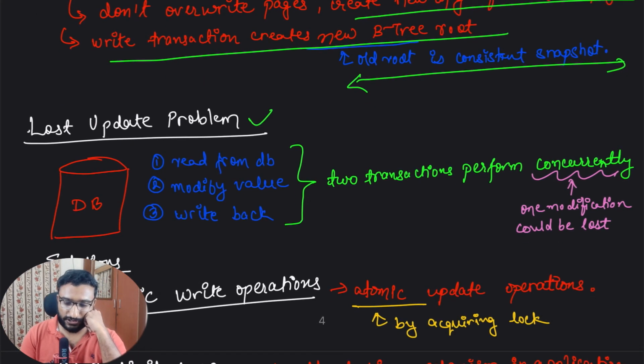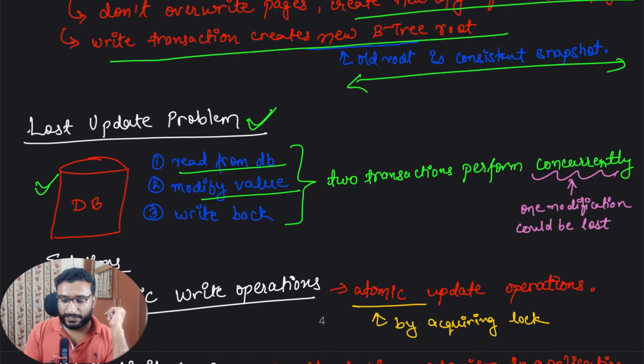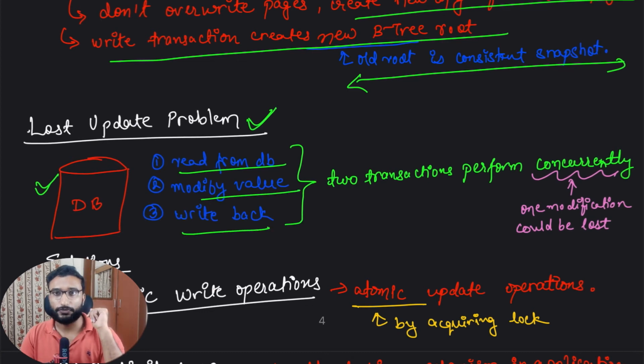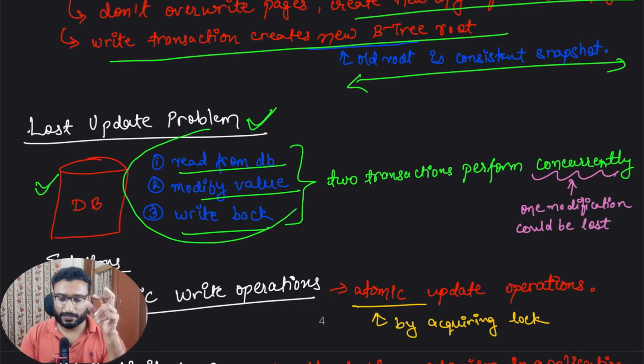This is called the lost update problem. Let's say this is your database. You read some value from this DB, then you modified the value, and then you wrote back the value. What if these operations occur concurrently?